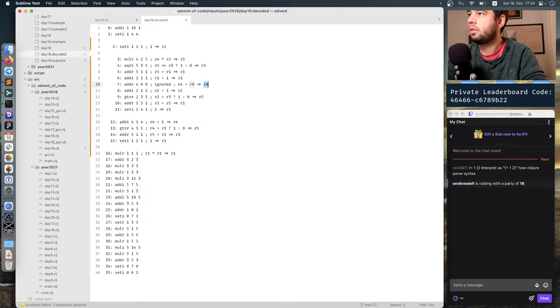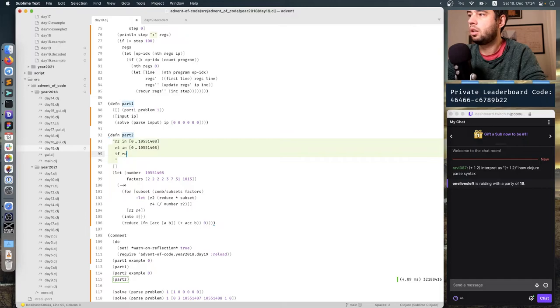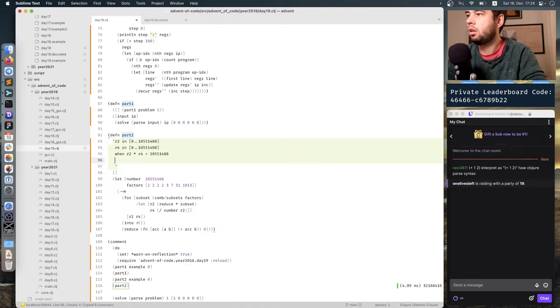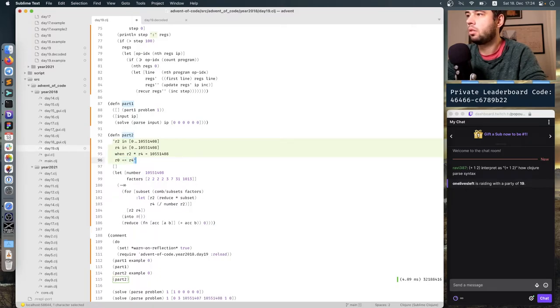If R2 times R4 equals this number, then R0 plus equals R4. Kind of like this, right? We can actually write it much simpler. It might be super slow. Let's see how slow it is, actually.